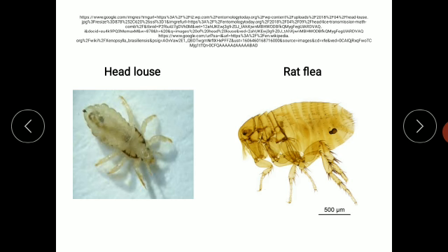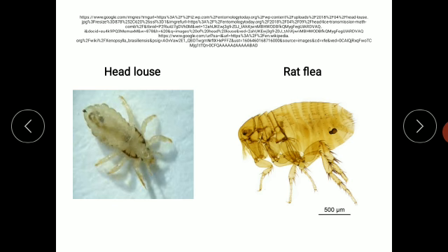Then the rat flea is another example. The rat flea acts as a vector for Pasteurella pestis, which causes the plague.